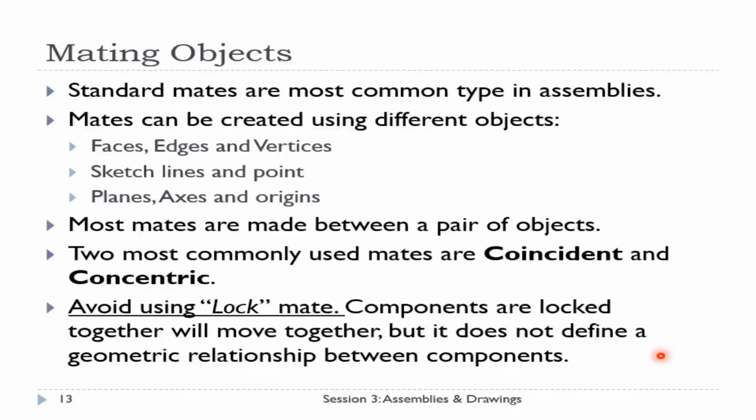One type of mate that you can find in the standard mate list is lock mate. So you should avoid using lock mate. It works similar to the fixed relation in sketch constraints. So it basically arbitrarily fixes the component in the space, or you can lock two components together to move together. But in this case, it doesn't define a geometric relationship between components. So it just locks the component at the position that you selected, but you can't control the geometric relation once you use lock mate. So you should avoid using lock mate at all.